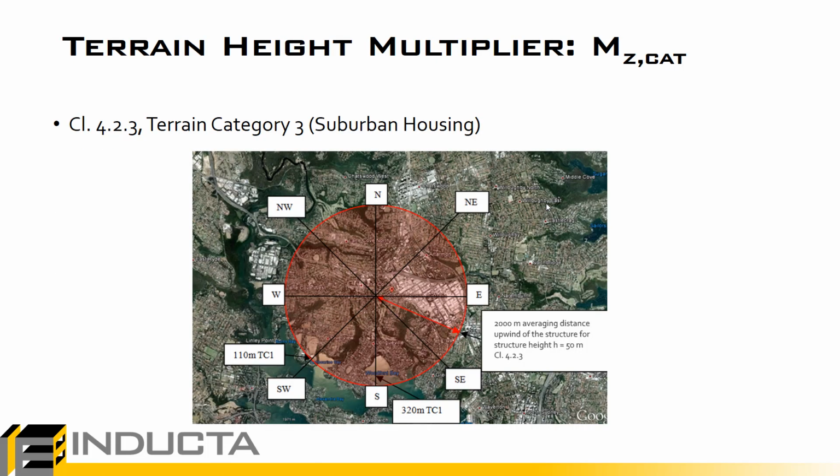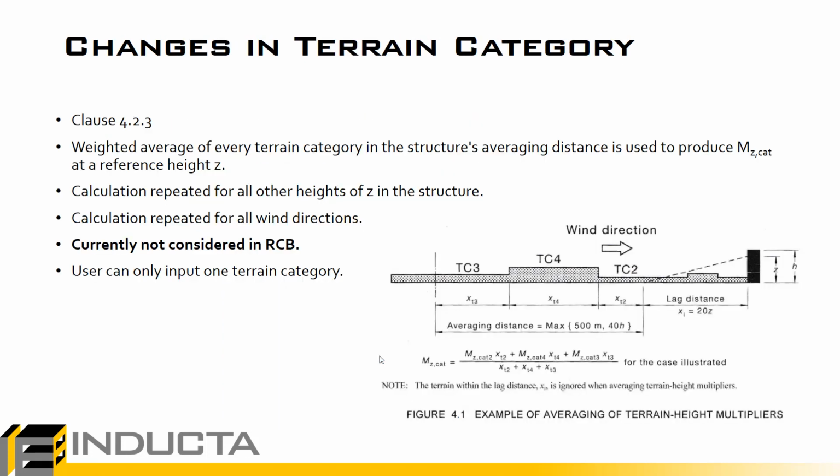The terrain category, so we get a map, we draw our averaging distance, and we can see that basically everything in every direction is terrain category 3, so suburban housing. We have some small segments that are terrain category 1, but for the purposes of this example, we'll ignore them.